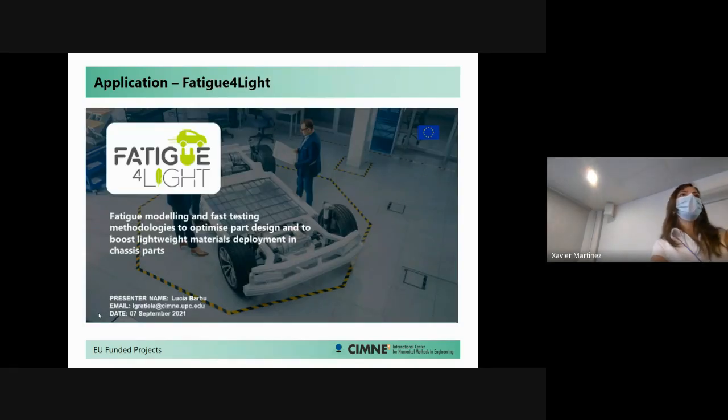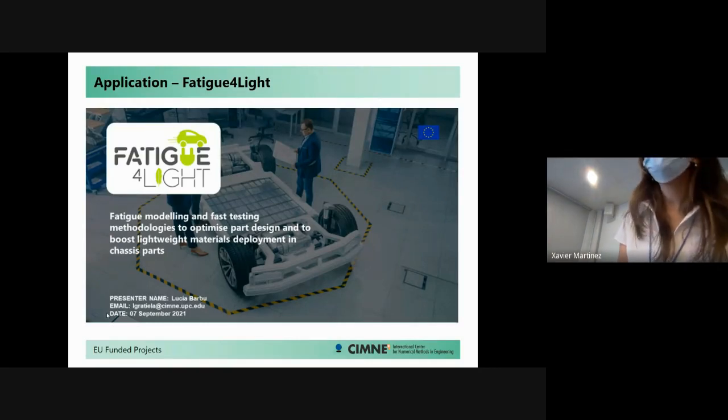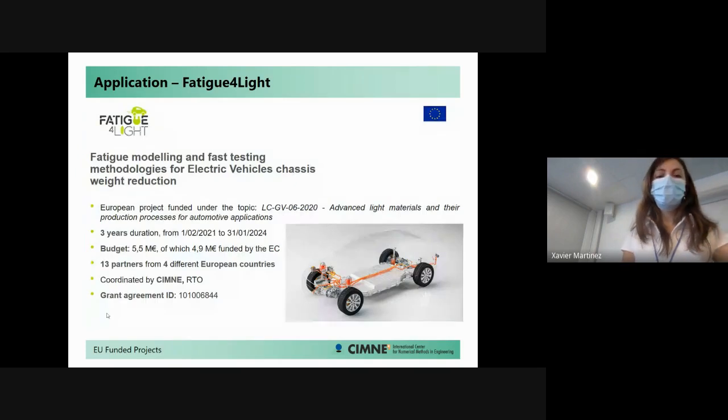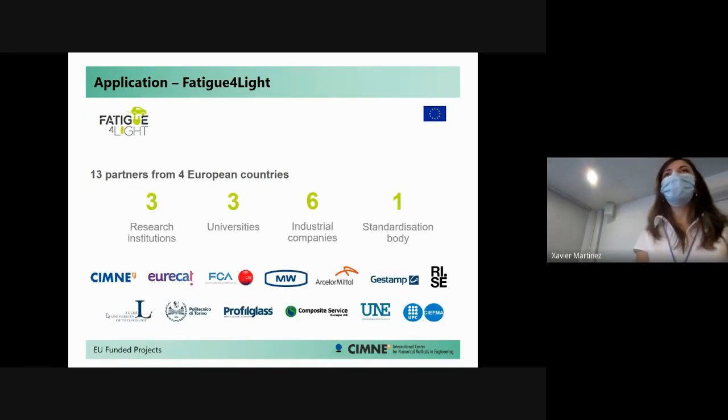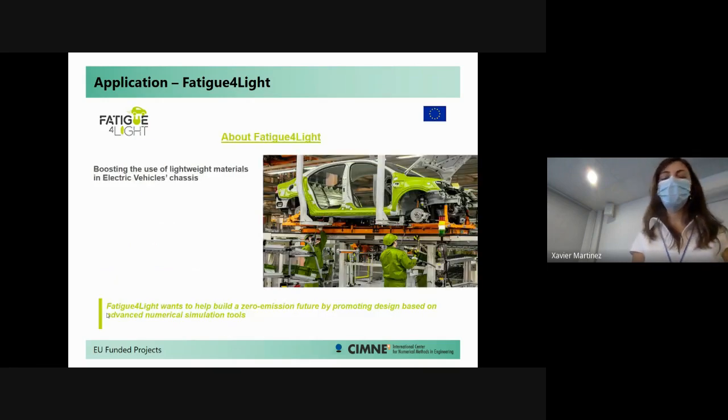Just to speak about Fatigue for Light. This is a European project which deals with lightening chassis components for electric vehicles. It lasts 3 years. The funding details you can find online on the web page for the project. We have a lot of industrial partners, so this proves that the industry is interested in these types of models.